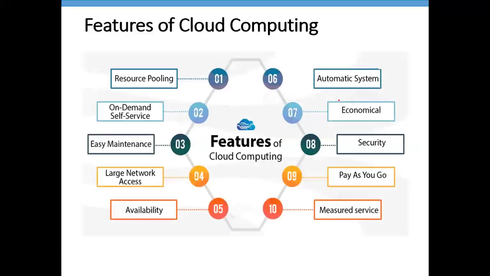Now, here we have some features of cloud computing. I'm not going into much depth on these features. If I did, I don't think you would understand it. But yes, I'm going to discuss two of the important points.